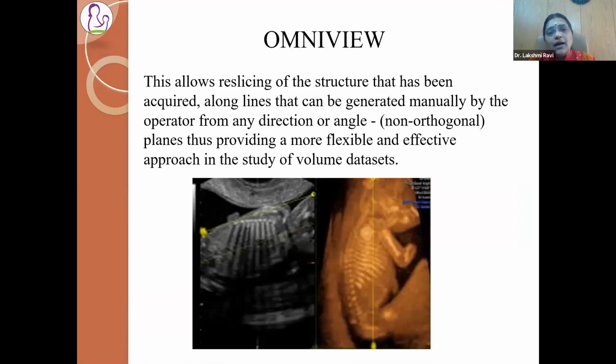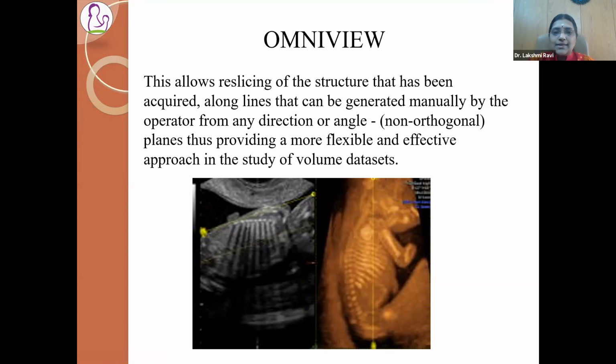Now, leaving the heart and coming to the other technique, the OmniView technique, this is really a boon in ultrasound, especially because however you draw the line, it will allow reslicing of the structure that can be acquired along lines generated manually by the operator. It need not be an orthogonal plane, so you can have a very flexible and effective approach in the study of volume data sets.